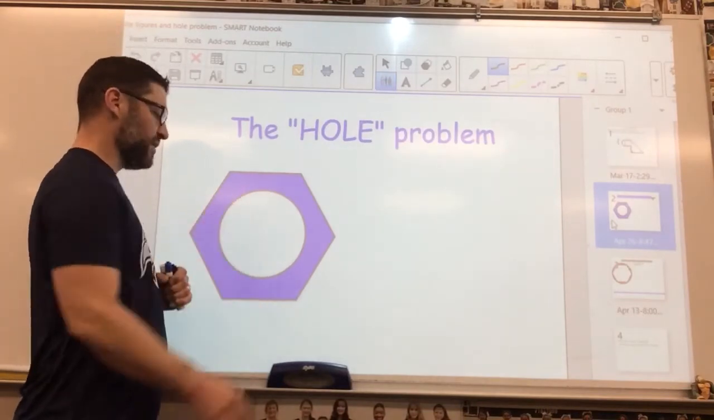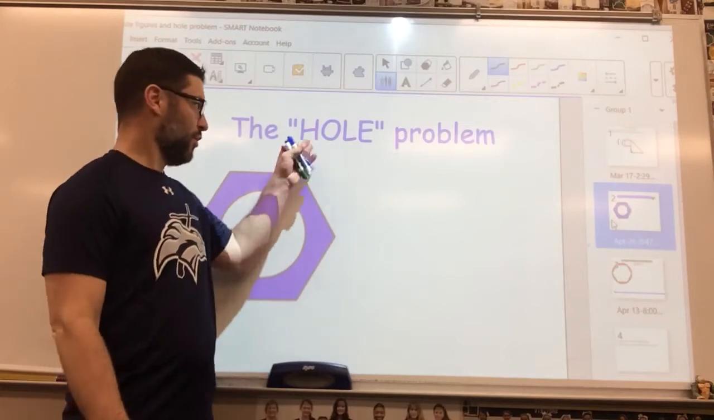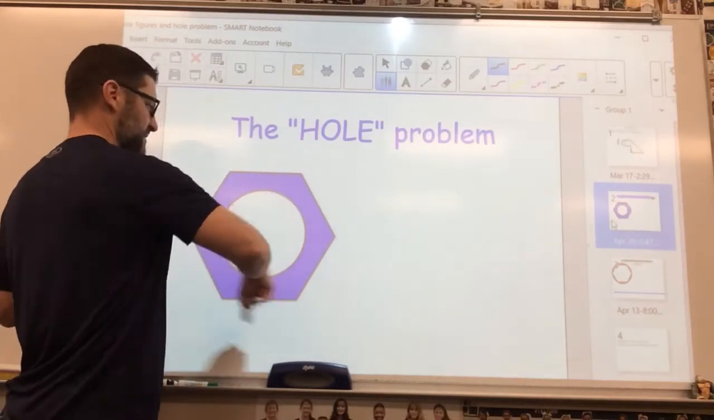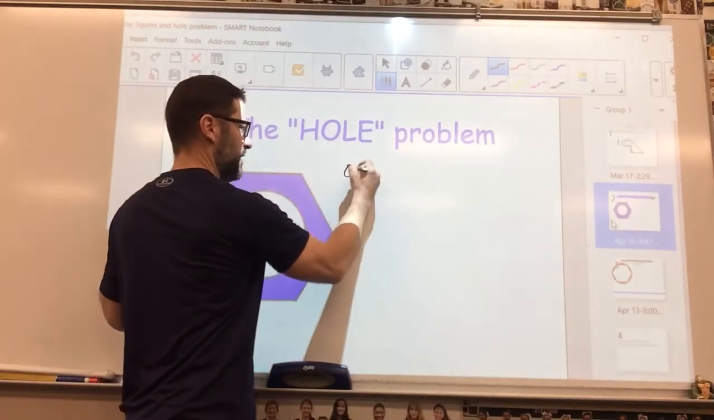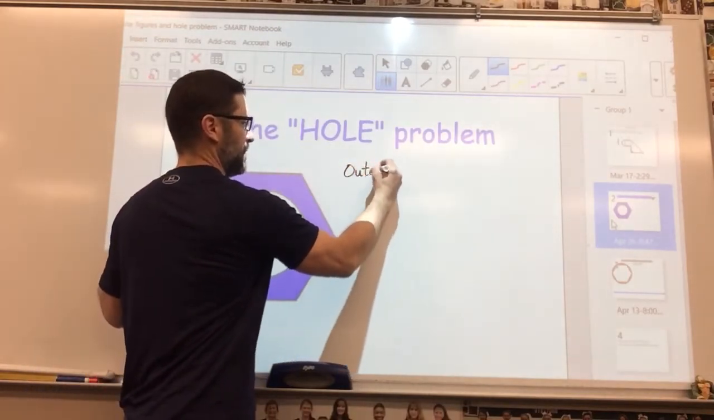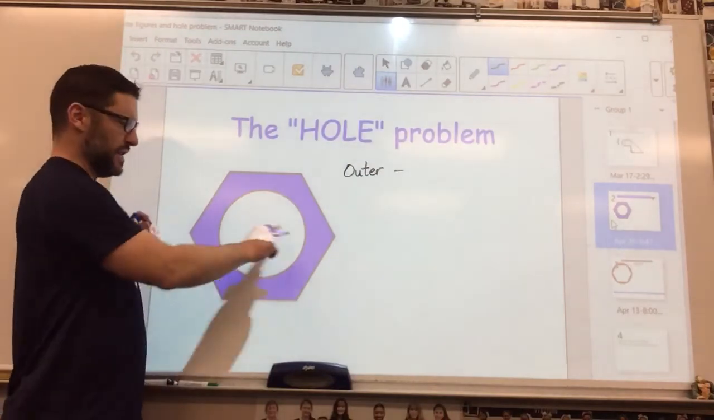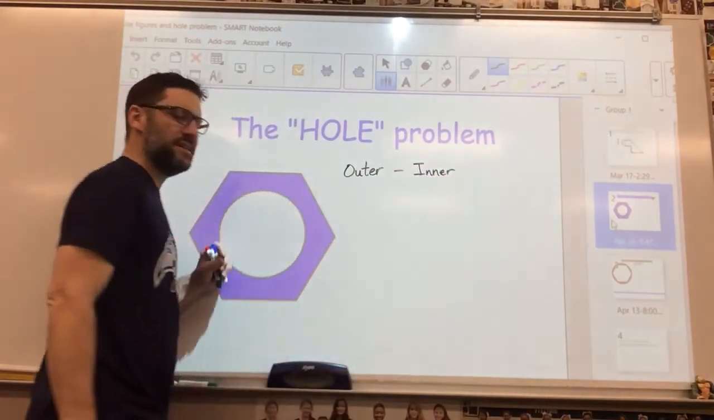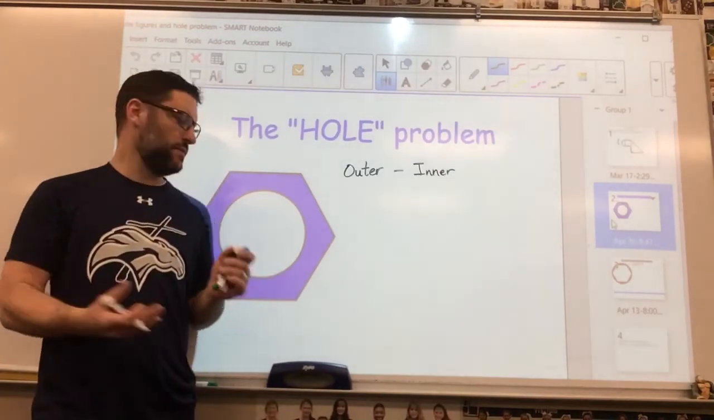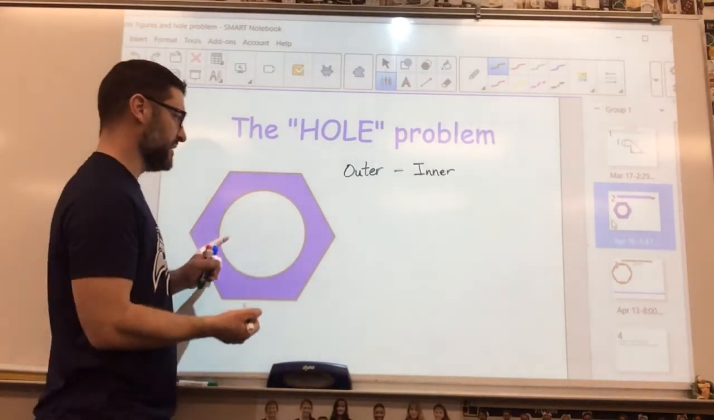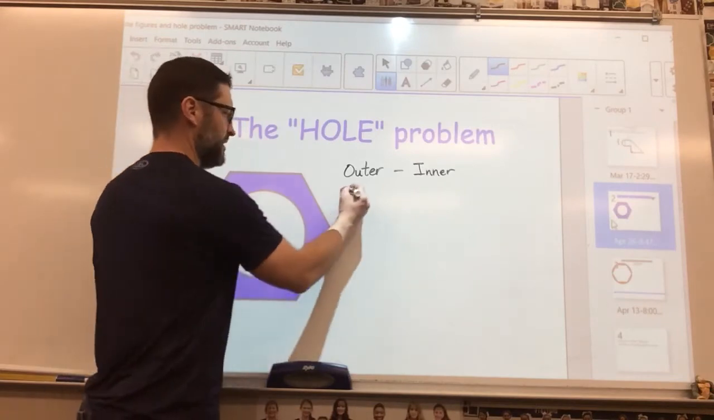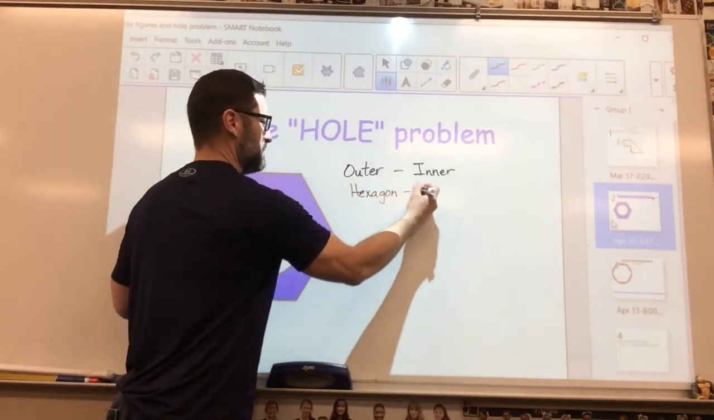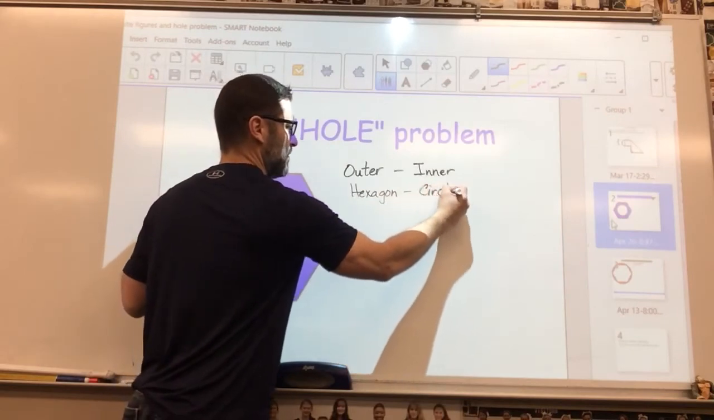You have the hole cut out of the middle. And what do you do? So the overriding formula for hole problems, when I have a hole in it, is I'm going to take whatever's around the outside, I call it the outer, and I'm going to subtract off whatever's on the inside, the inner. And that's the basic formula for a hole, if you're going to subtract it. And it doesn't matter what it is. In this case, it would be hexagon. I'd take the area of the hexagon, and I would subtract out the area of the circle.